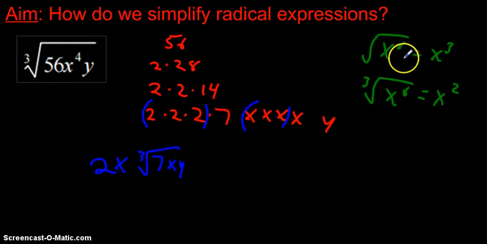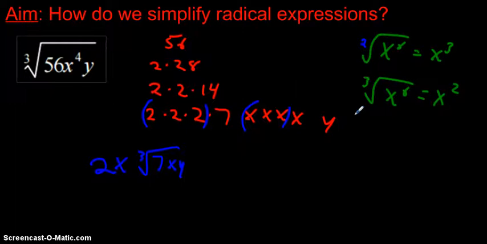And if you notice there's a pattern here, you actually divide the exponent by the index. So the index here was 2, 6 divided by 2 is 3, 6 divided by 3 was 2. And the reason for that is there are 3 groups of 2 x's here, and there are 2 groups of 3 x's here.